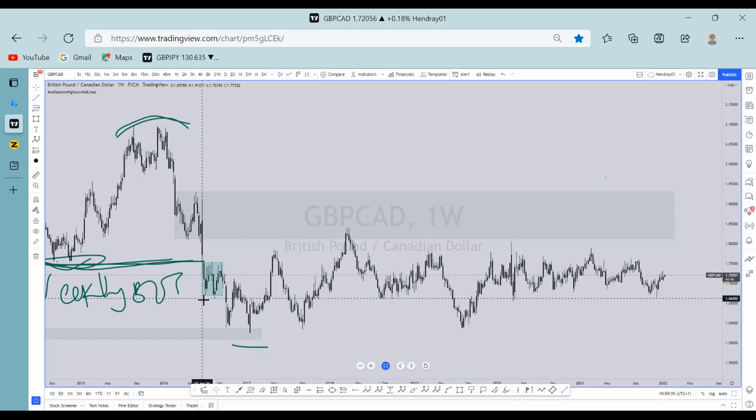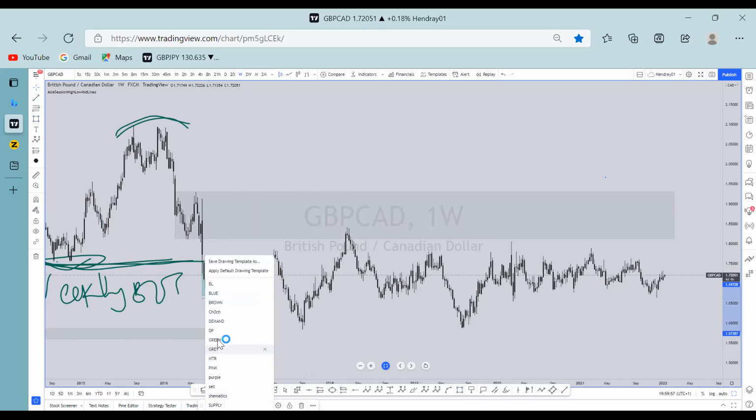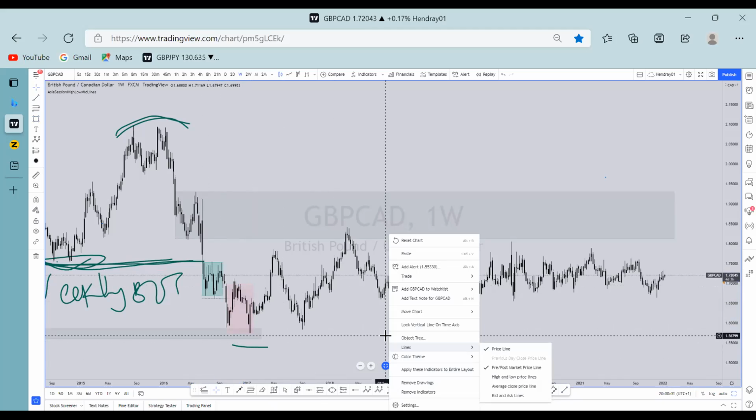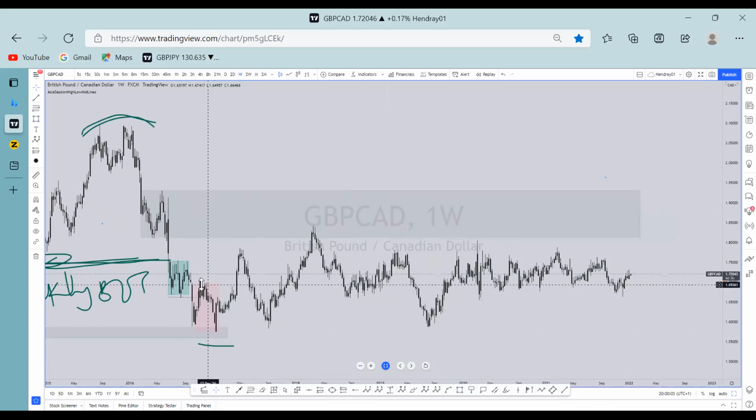After this 4-hour structure got broken here, okay, price now created our 1-hour structure, which is this guy here, this one. This is now our 1-hour structure. Pink. I hope I'm making sense. So our 1-hour structure is now this guy here.